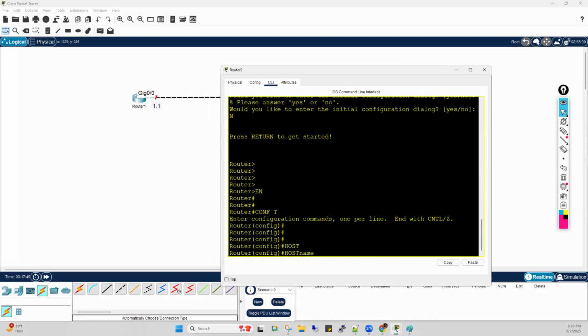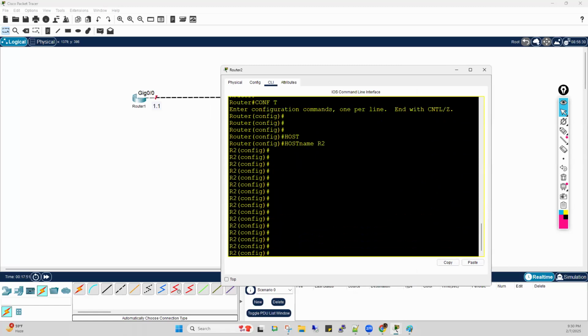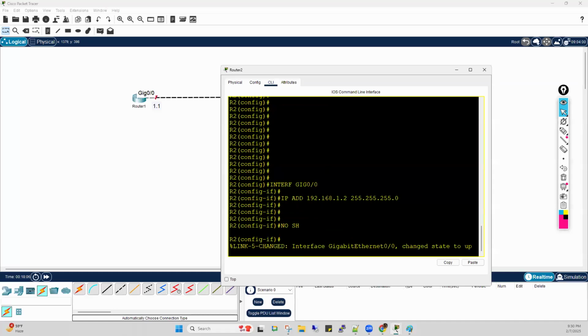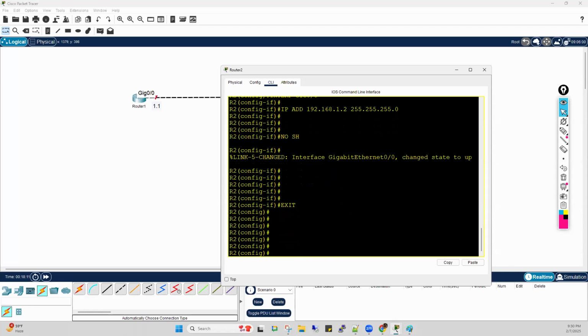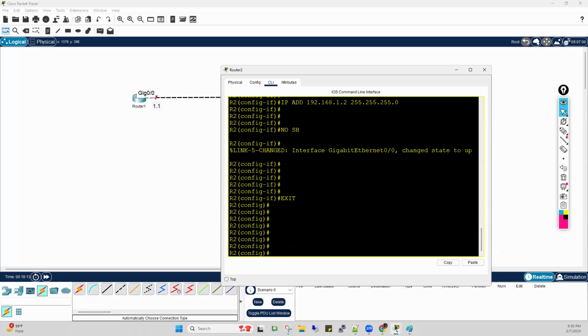Hostname, for example, R2. Now, interface gig 0/0, IP address 192.168.1.2 255.255.255.0 and no shutdown. So guys, we assigned the IP address here. Done. Anyone who does not understand?